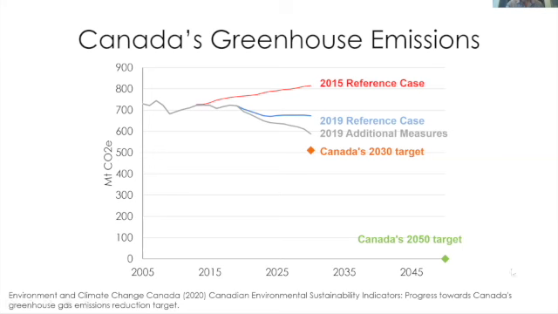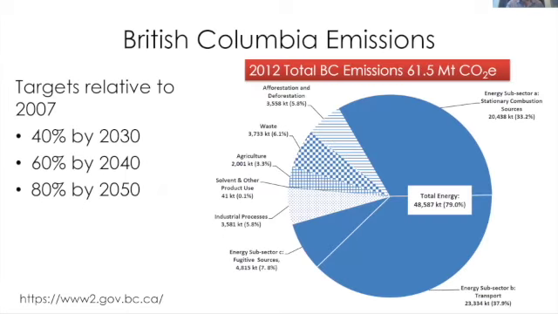So we have a long way to go, and basically all sectors are going to need to participate in how this happens. This is a graph from the last British Columbia emissions report, showing that our total emissions are 61 megatons. Agriculture is a very small part of the total emission pie here. In 2012, we were only producing 2 megatons, roughly 3% of the total emissions. But here are our provincial targets. We want to reduce 40% by 2030, 60% by 2040, and 80% by 2050.